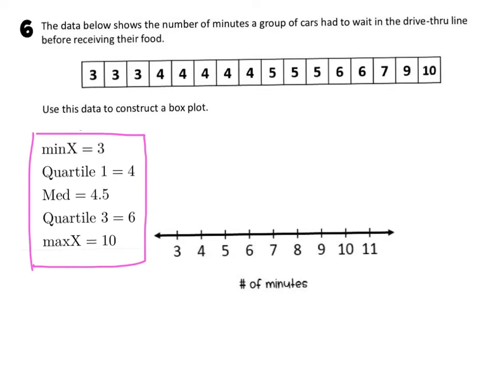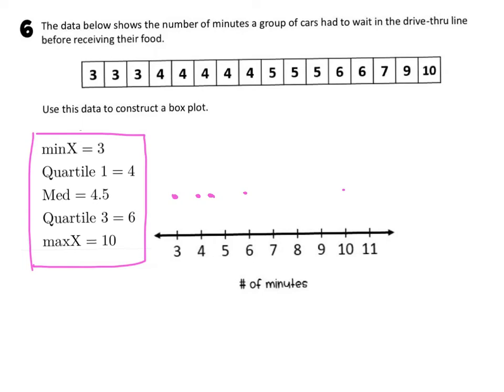right above it. So my minimum is 3. My quartile 1 is 4. My median is 4.5. So I'm going to put that approximately between 4 and 5. My quartile 3 is 6. And my max is 10. All right? That's the first part of it. If you can get those dots done, then the hard part is basically over.